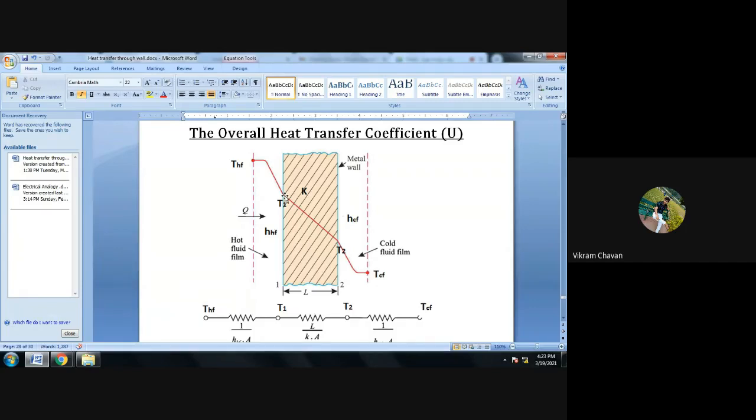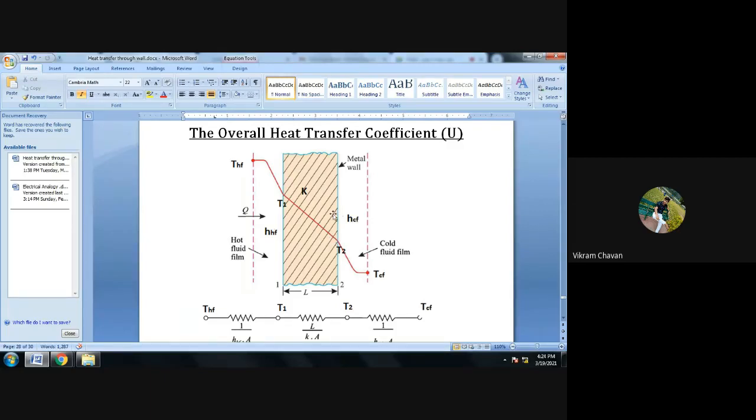Once the heat reaches this wall surface, the heat will transfer from one side of the wall surface towards the other side. This complete heat transfer happens in a solid, in a material or a wall, so it is considered as conduction heat transfer. Up till now we have discussed that only: when the heat is transferring through the solid, that is considered the conduction mode of heat transfer.